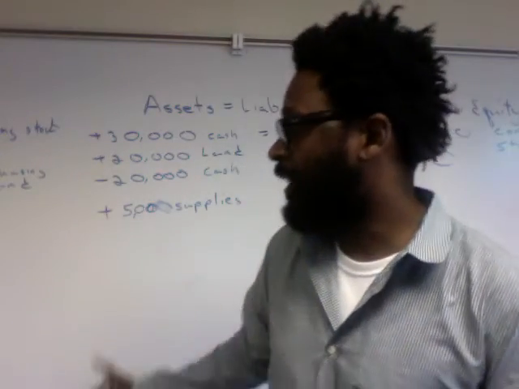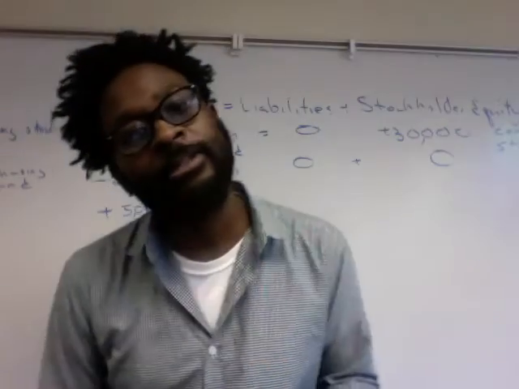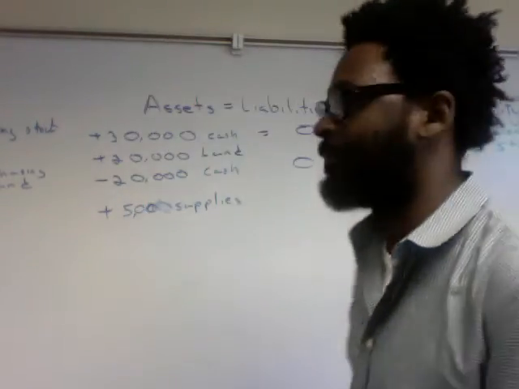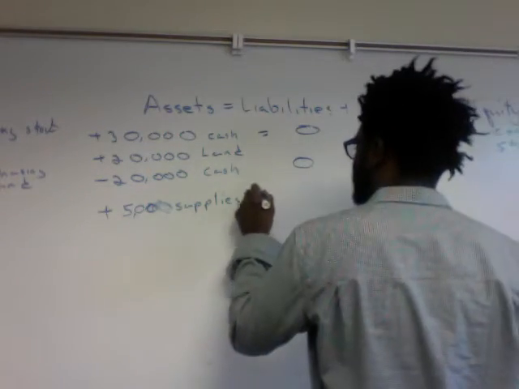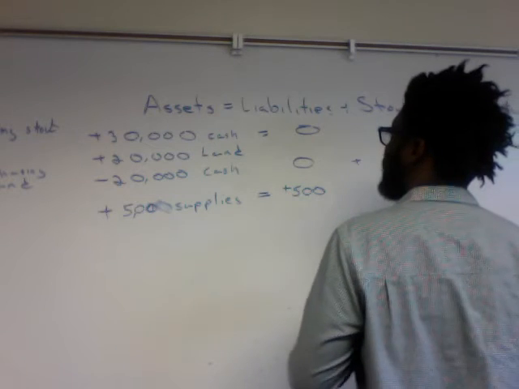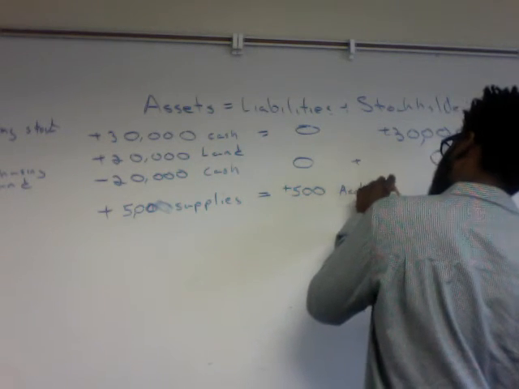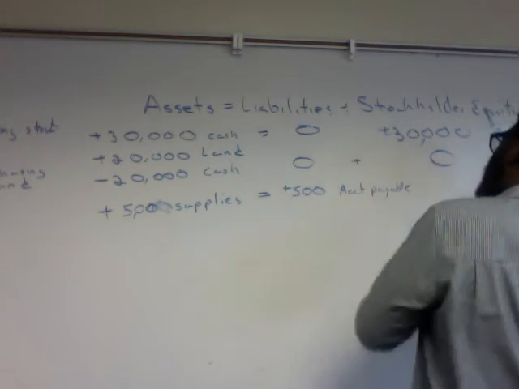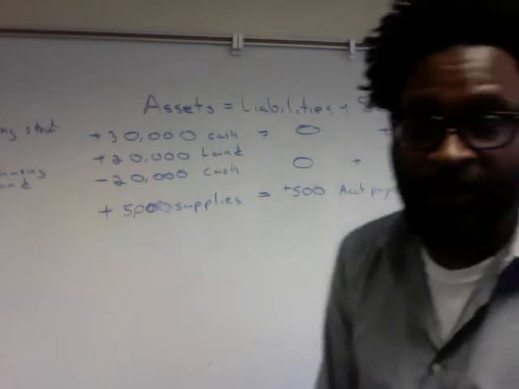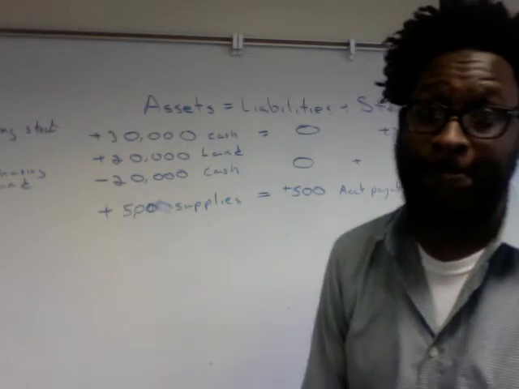So back to this situation, we bought some supplies on account. We purchased the supplies, which increased our assets by $500. But what else did happen with our company? Our liabilities went up too. Very good. Our liabilities went up $500 through which account? Accounts payable. Very good.